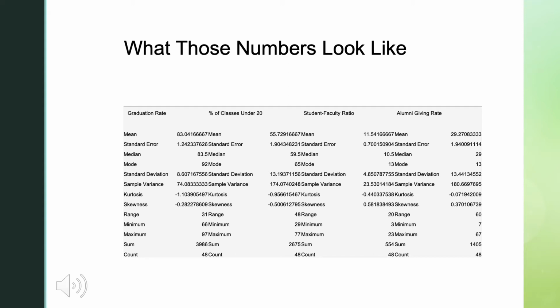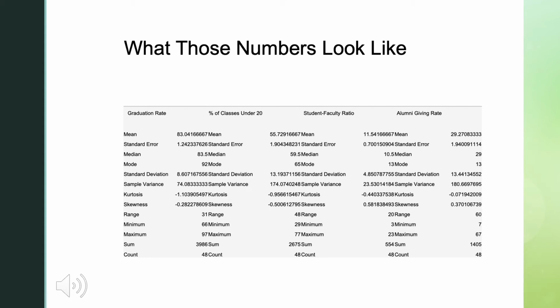The first thing that we see is that we have a graduation rate. The range of this rate is a minimum of 66 to a maximum of 97 and has a median of 83.5. There are no missing values, and the values are distributed with a standard deviation of 8.60.